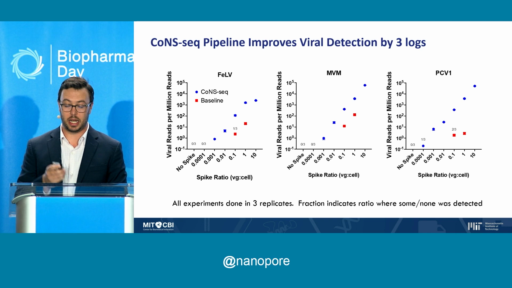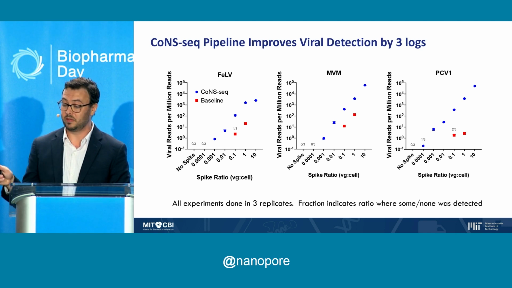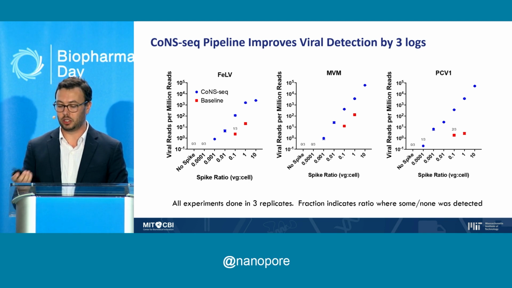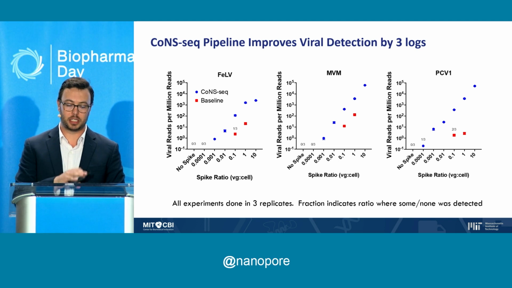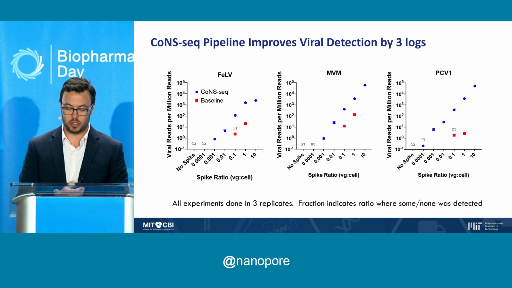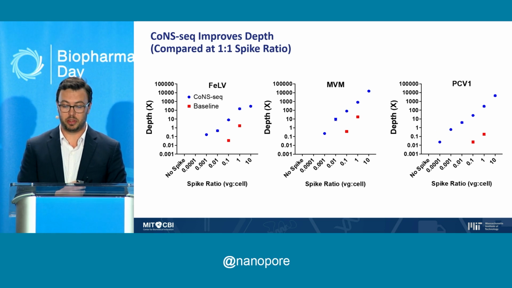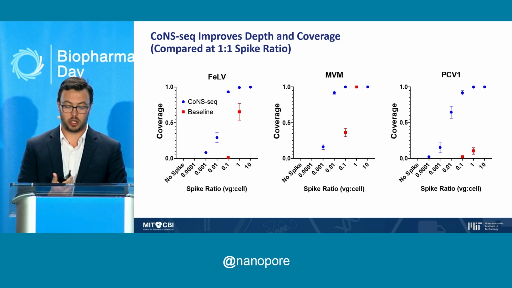So you can see that in the case of FELV and PCV1, for the 0.1 VG per cell, we were only detecting this virus in 1 out of 3 or 2 out of 3 samples. But for the CONS-seq pipeline, we were able to detect it in all 3 replicates down to 0.001 viruses per cell. Not only that, as you can imagine, our depth improved as well as our coverage.